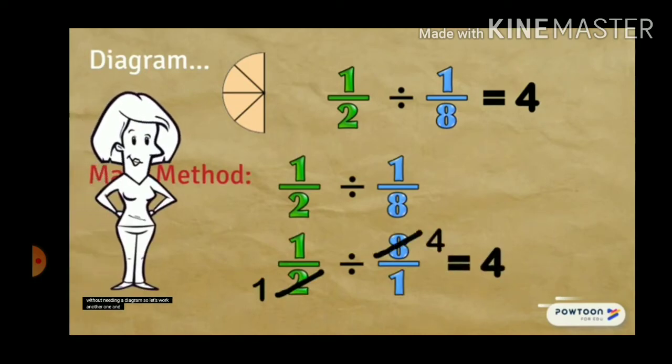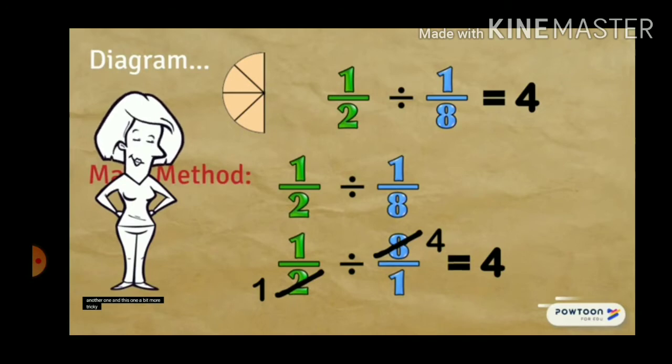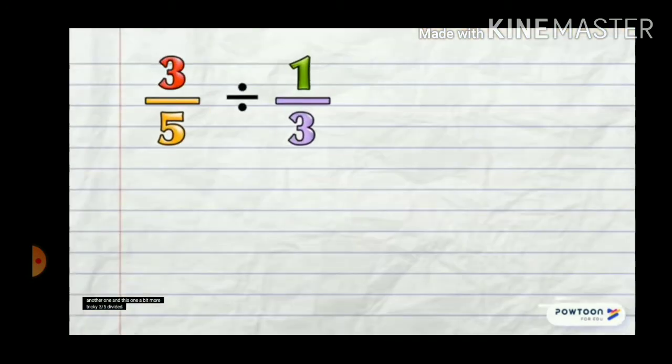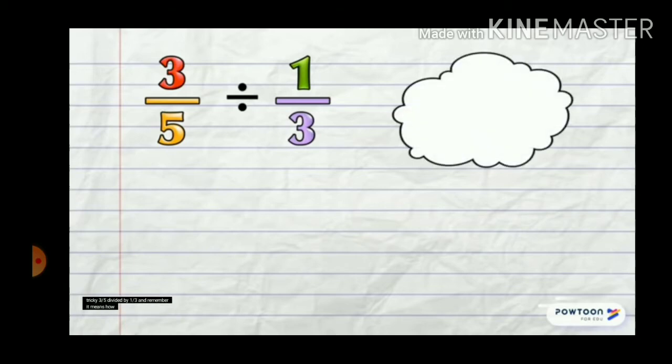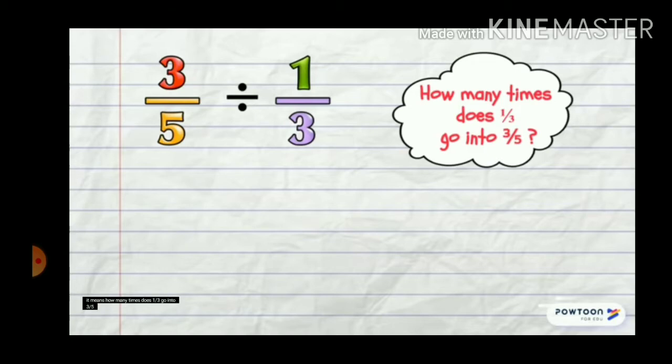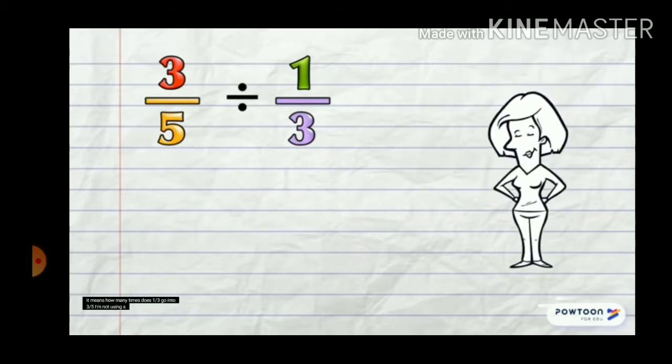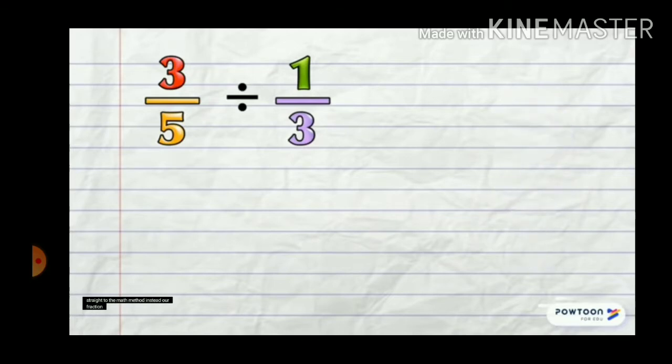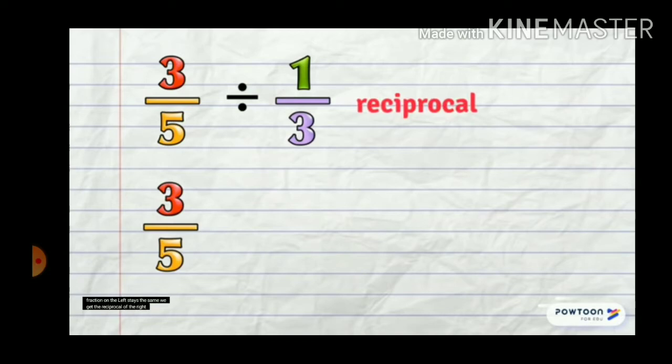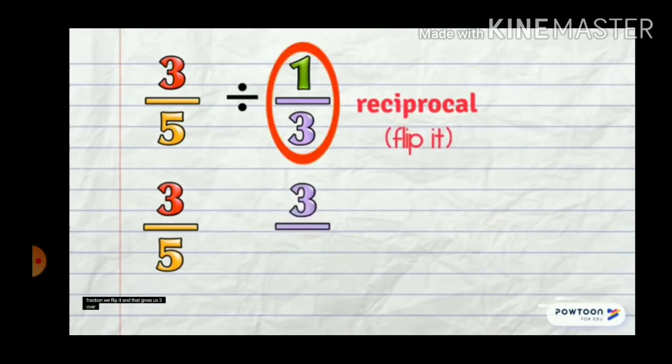So let's work another one, and this one a bit more tricky. 3/5 divided by 1/3. And remember, it means how many times does 1/3 go into 3/5? I'm not using a diagram for this one, straight to the math method instead. Our fraction on the left stays the same. We get the reciprocal of the right-hand fraction. We flip it, and that gives us 3 over 1.